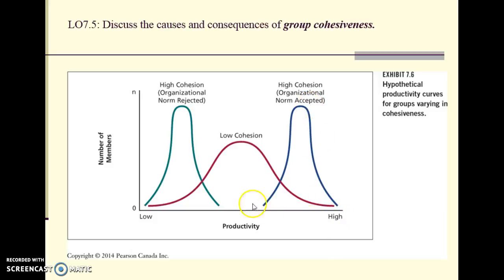When there is low cohesion, productivity is middle, and the number of members is not so high. But when there's high cohesion and the organizational norm is rejected, the productivity is not as high. Okay.